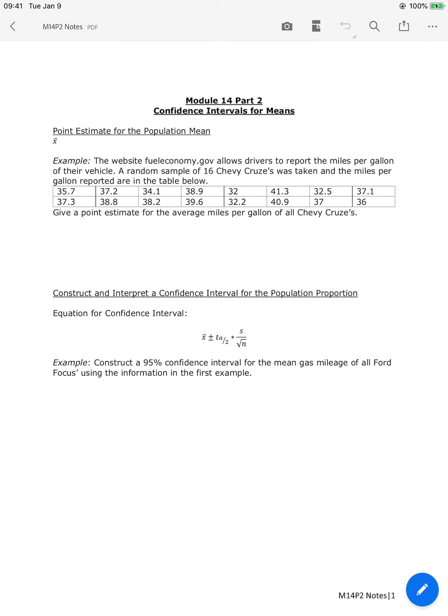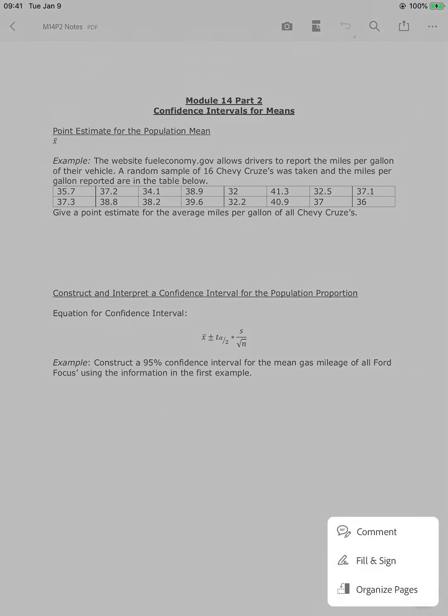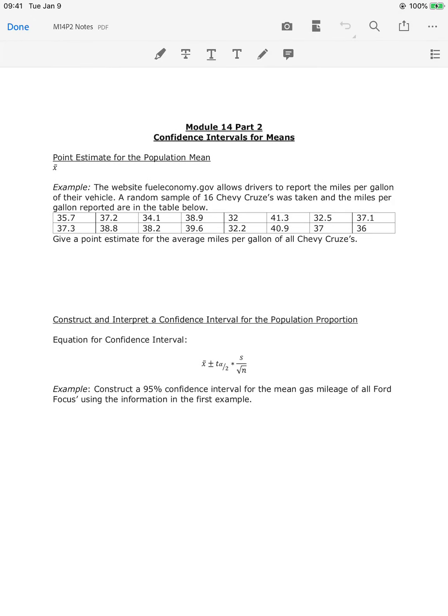So I have here information about the miles per gallon of a sample of 16 Chevy Cruzes, which by the way is what I drive. So we found 16 Chevy Cruzes and we recorded the miles per gallon from this website and reported them in the table below. So the point estimate for the average miles per gallon of all Chevy Cruzes is going to be the sample mean for these 16 Chevy Cruzes.